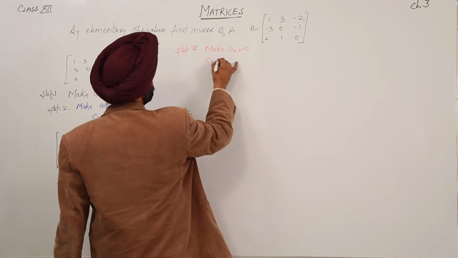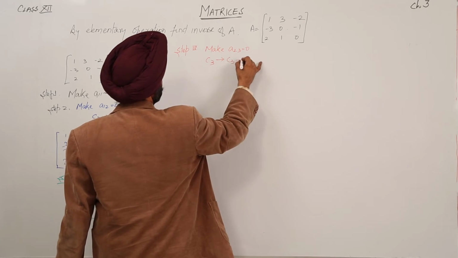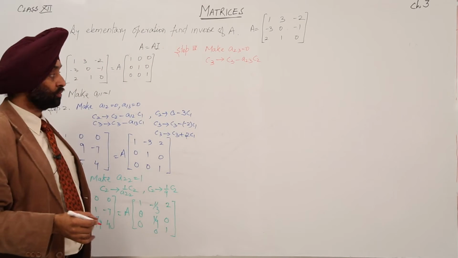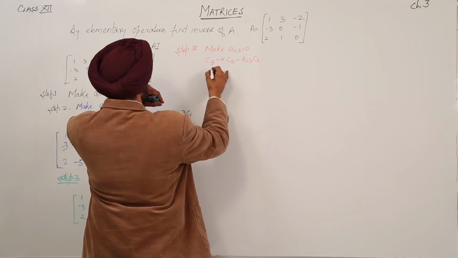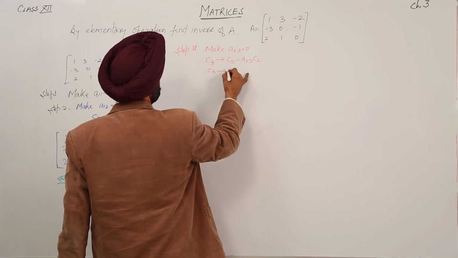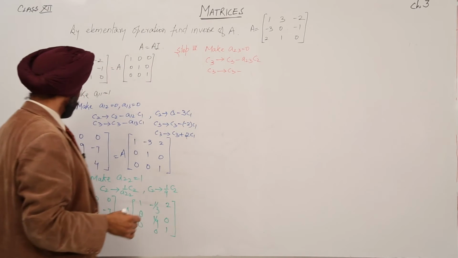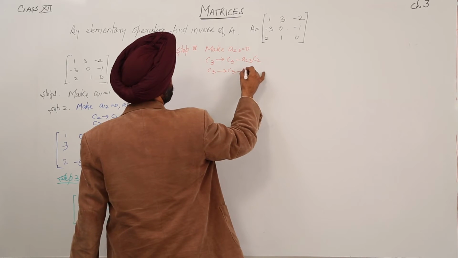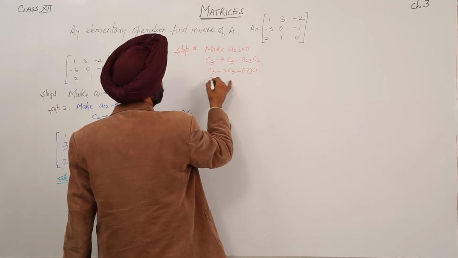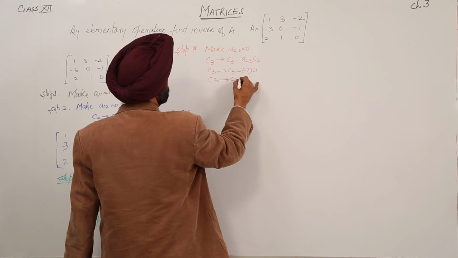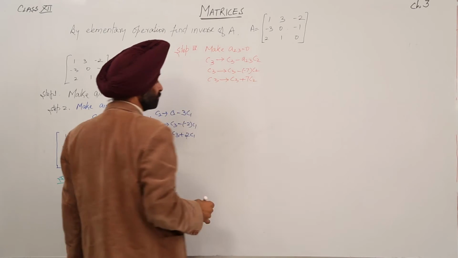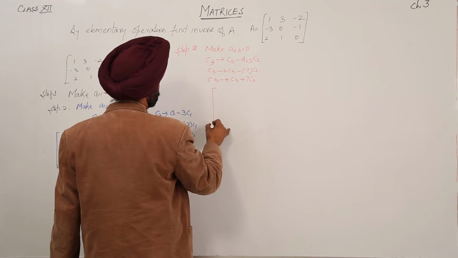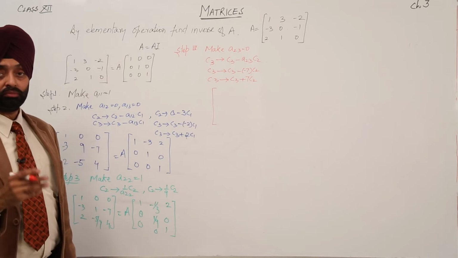Now C3 approaches to C3 minus A23 with C2, because C2 is 1 now. A23 is what? Minus 7. So C3 approaches to C3 minus minus 7 with C2, and this becomes C3 approaches to C3 plus 7 C2. Okay, this is step number 4. Now for step 4, we are going to change column 3.